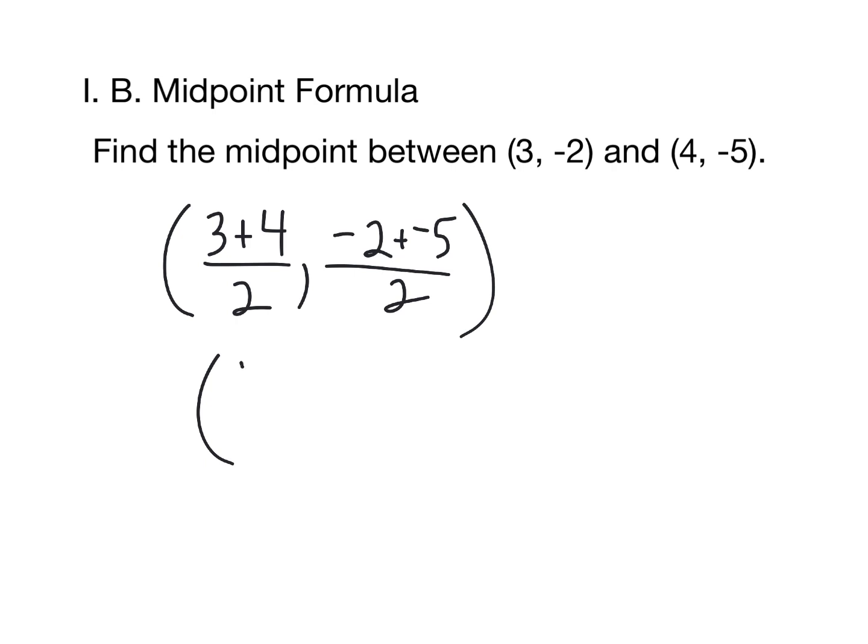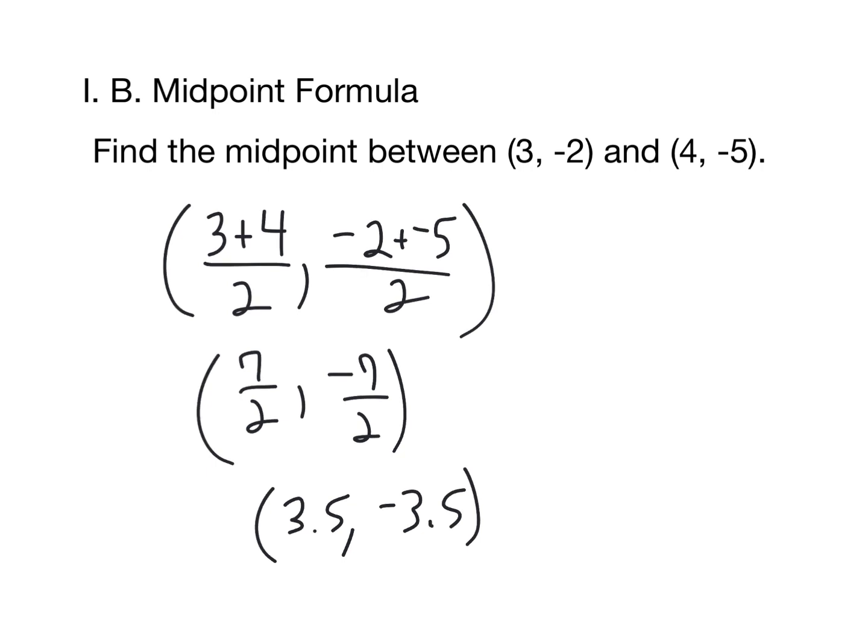So if you work that out, it should be 3.5, negative 3.5, or they might have it as 7 halves, negative 7 halves. And we could actually graph these and see what that looks like.